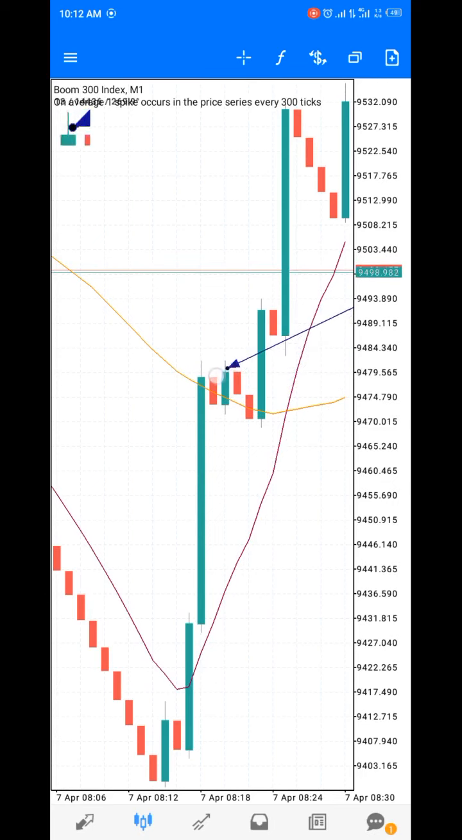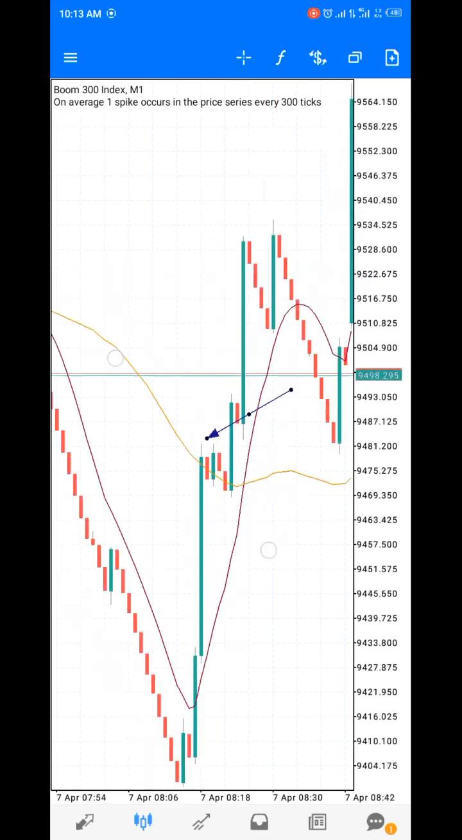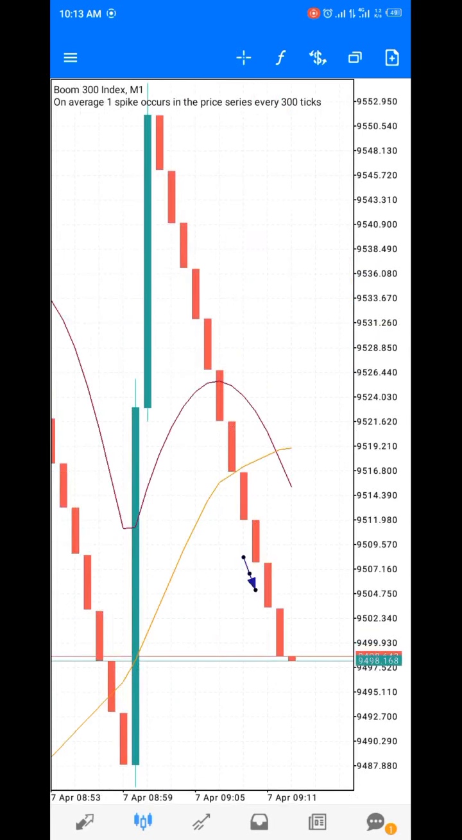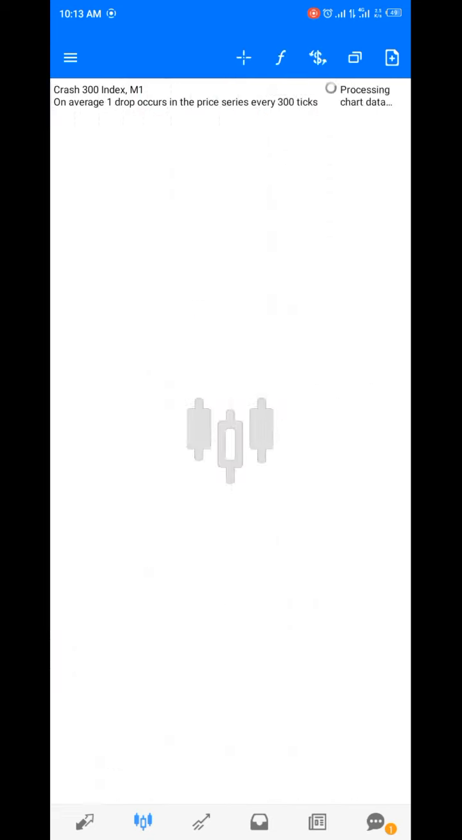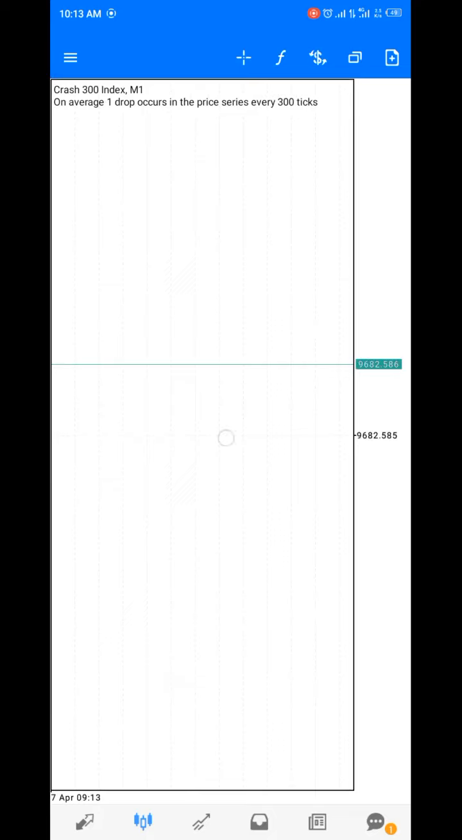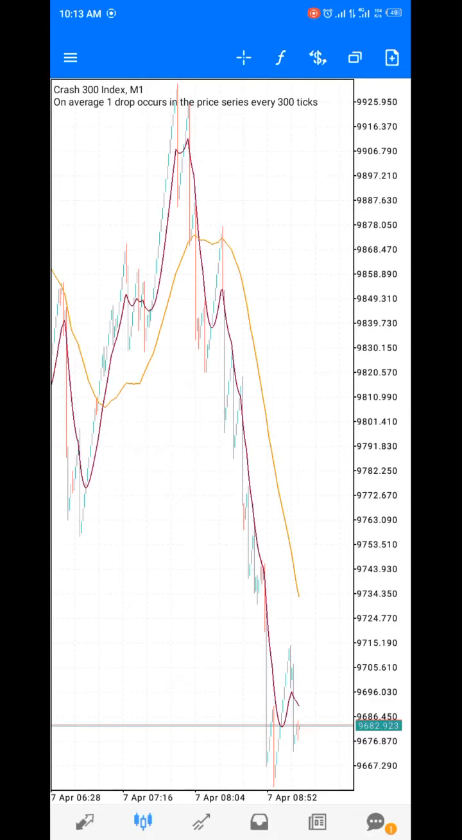Okay, the strongest ever. You see the market consolidating, reacting in here, then before it broke out and went up. So you have to be careful when using this kind of strategy to catch spikes. And the same thing goes for Boom 300. I use this for Boom 300 and Crash 300 the most, because they kind of obey it. That's why I like using it. They obey it a lot.